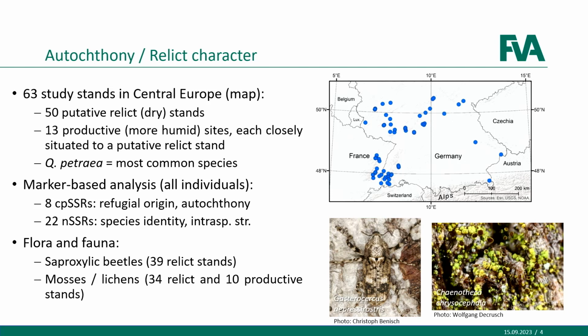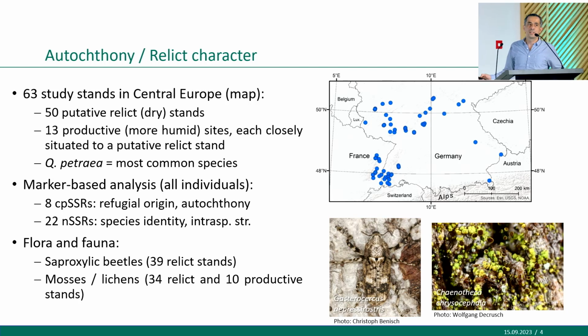So this is an overview of our study populations. Our study area is in southern Germany and covers also the easternmost part of France, Alsace. We had a total of 63 study stands. 50 of them were such putatively relict stands, all of them on dry sites. And as a comparison, we also used 13 productive sites growing under more humid soil conditions, each of them closely situated to one of the dry relict sites. And Quercus petraea was the most common species.